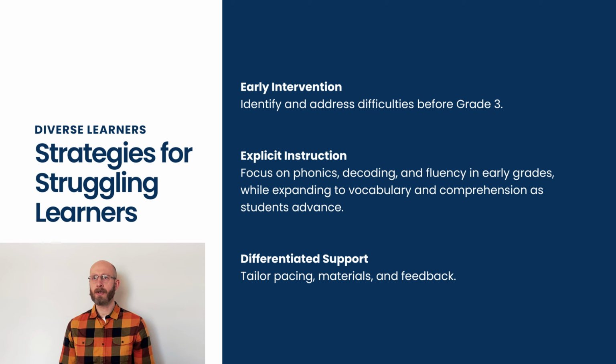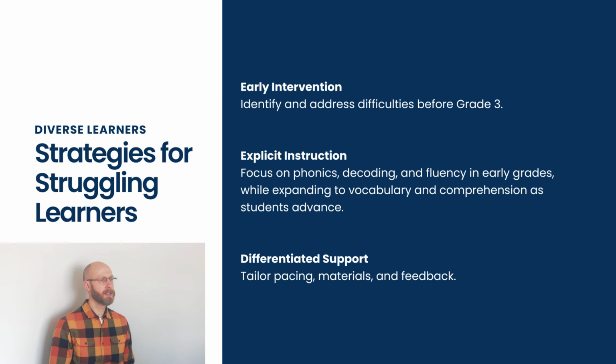Next, explicit instruction plays a vital role. In the early grades, the focus should be on phonics, decoding, and fluency to develop the foundational skills for reading. However, as students progress, explicit instruction must expand to include vocabulary and comprehension. This ensures they not only can read accurately and fluently, but they can also understand the texts they encounter.